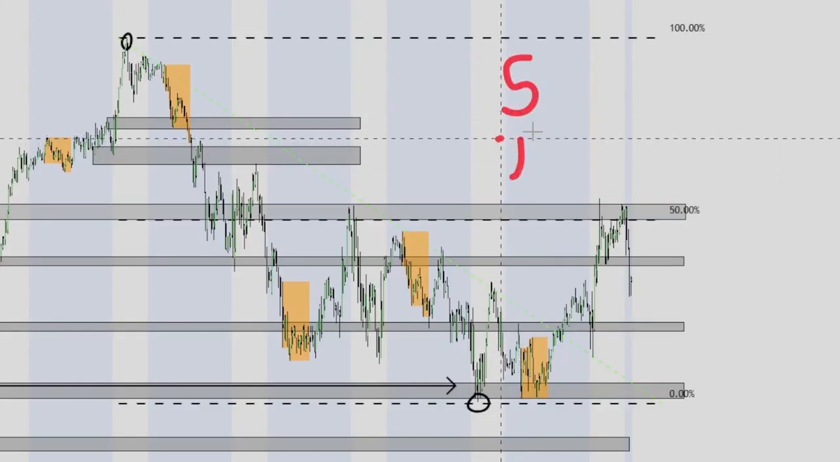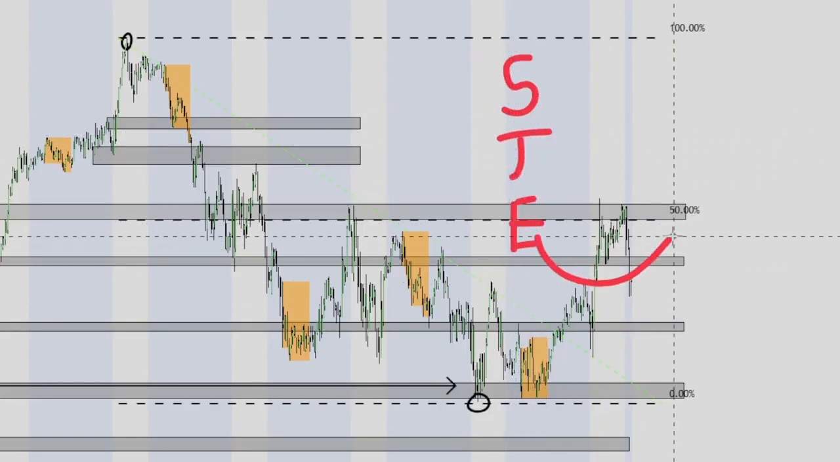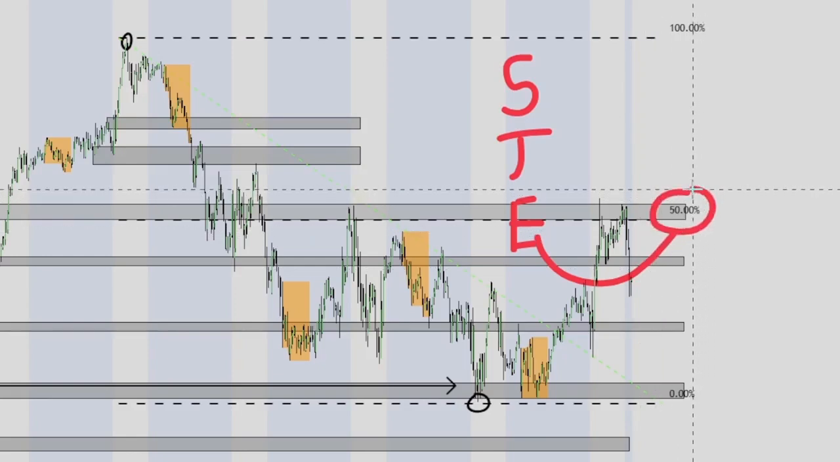Structure, we've done targeted liquidity. Now we're moving on to the E. Right now, this E is the equilibrium, the 50% area.